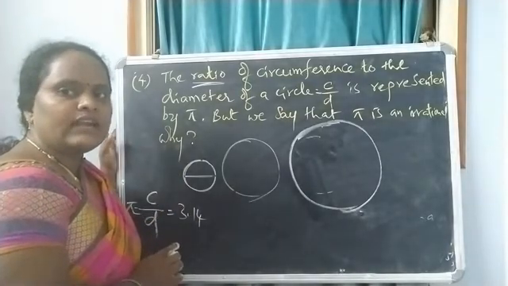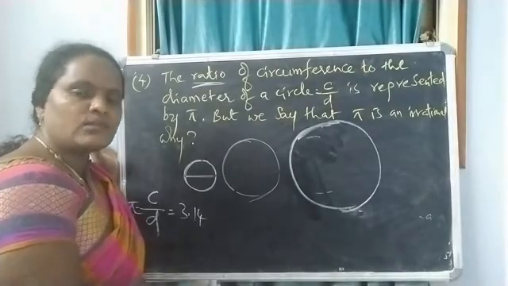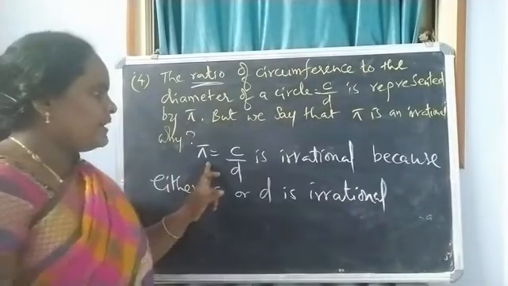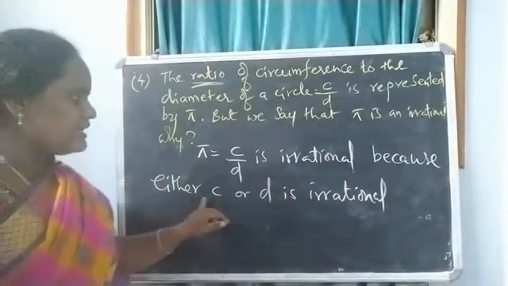So we get approximate values only. So either c or d is irrational. So pi will be irrational automatically. So pi equal to c by d is irrational because either c or d is irrational.